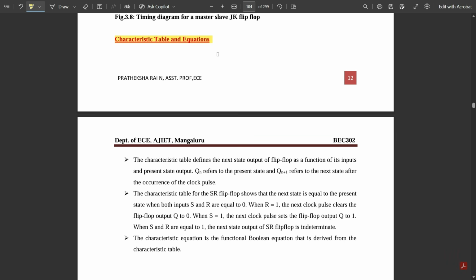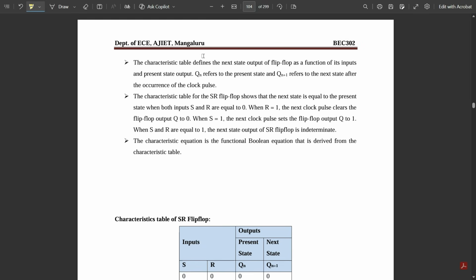Characteristic table and equations. So what do you mean by this? You see here, the characteristic table defines the next state output of whichever fundamental flip flop we use. It is the next state output of the flip flop as a function of its inputs and present state output. So Qn refers to the present state, and Qn plus 1 refers to the next state after the occurrence of the clock pulse.